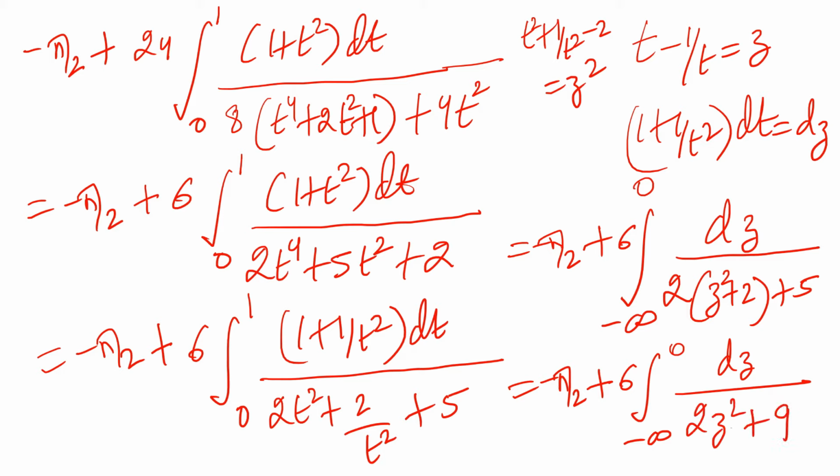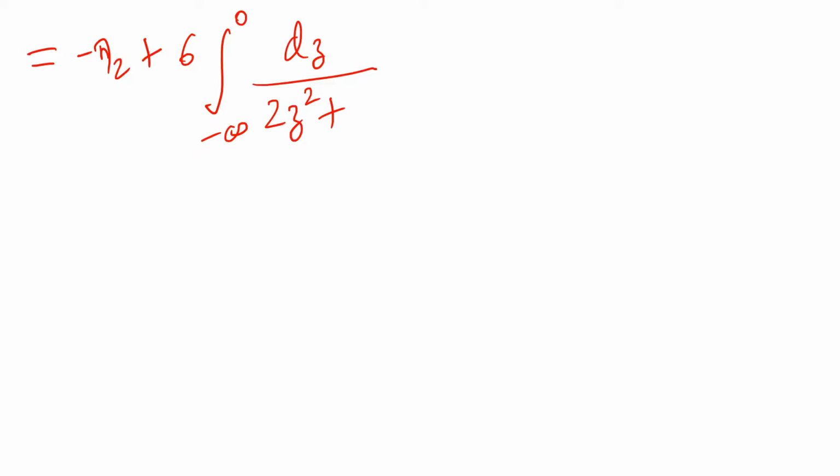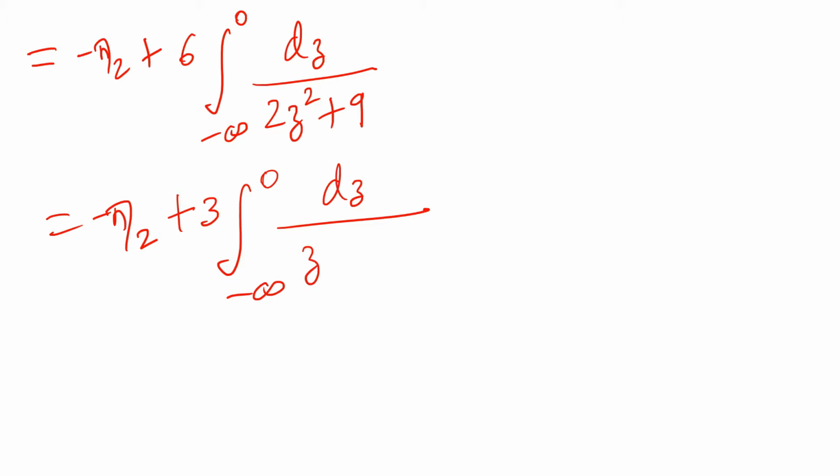Fine. So just take out 2 common and then use the formula straight away. Now students, we were having minus pi by 2 plus 6 times integral minus infinity to 0 dz upon 2z square plus 9. Fine. So if I take out 2 common from the denominator, I will be having minus pi by 2 plus 3 times integral minus infinity to 0 dz divided upon z square plus 9 by 2. So 9 by 2 can be written as 3 upon root 2 whole square.